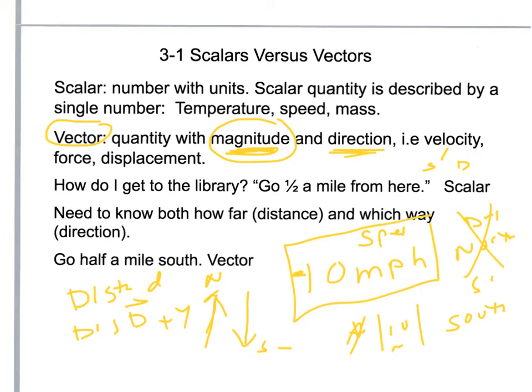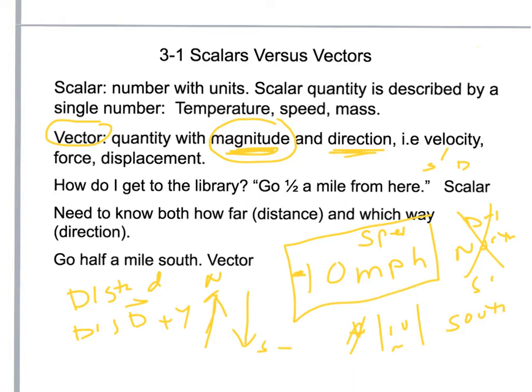So the 2 blocks, or in this example in the slide, a half a mile from here, that's your scalar value. In order for that information to make sense or to mean something to you, you need to know both the distance and the direction, or the magnitude and the direction. So you need to know how far and in which way to go. How far is your distance, and which way to go is your direction.